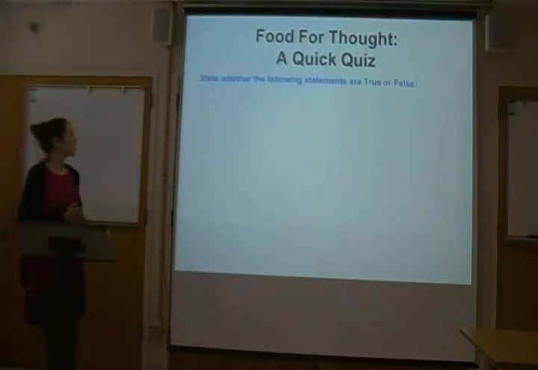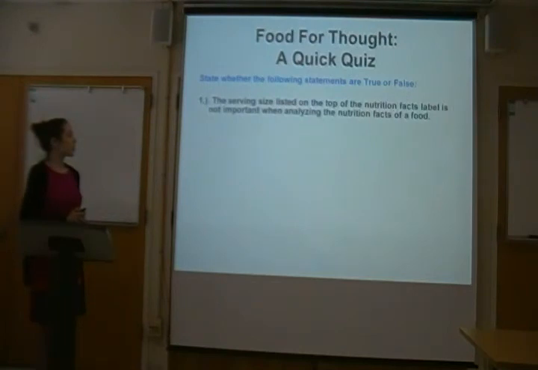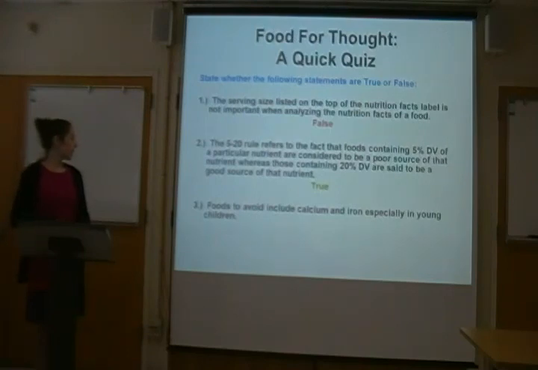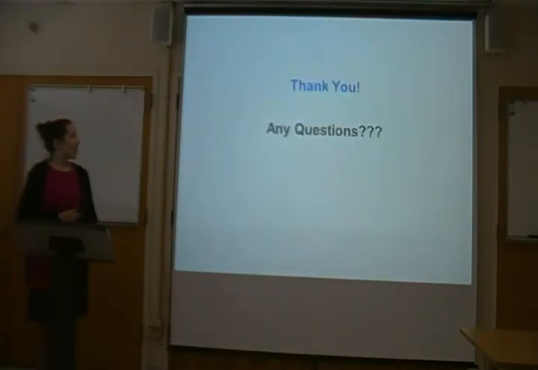Now let's take a quick quiz. State whether the following statements are true or false. The serving size listed on the top of the nutrition facts label is not important when analyzing the nutrition facts of a food. False. Correct. The 5-20 rule refers to the fact that foods containing 5% daily value of a particular nutrient are considered to be a poor source of that nutrient, whereas those containing 20% daily value are said to be a good source of that nutrient. True. Great. And finally, the last one, foods to avoid include calcium and iron, especially in young children. False. Great, excellent.